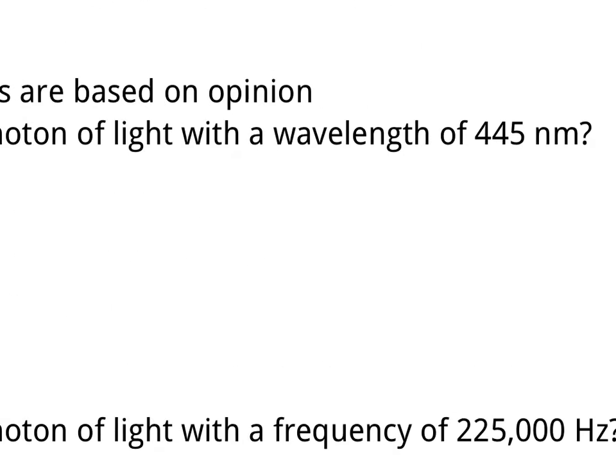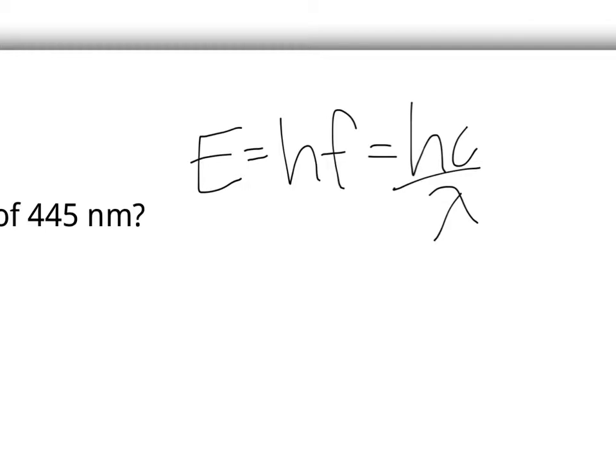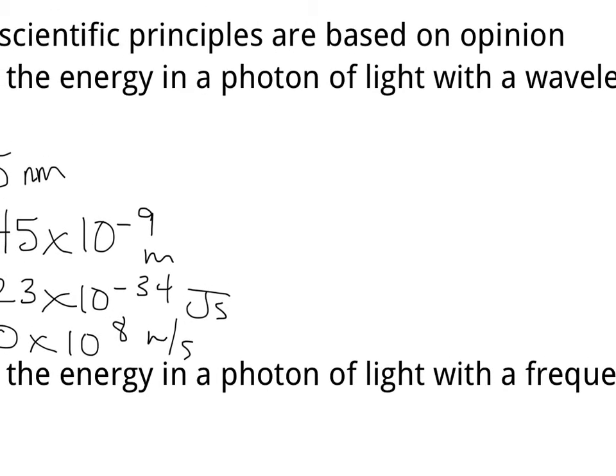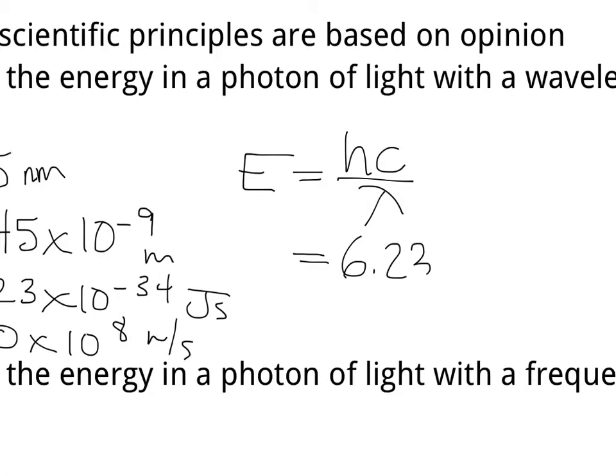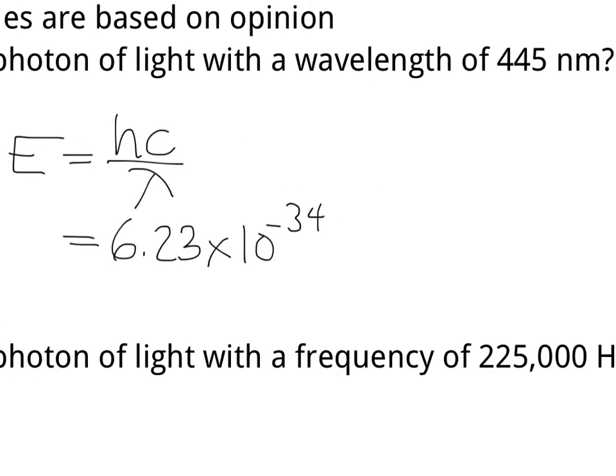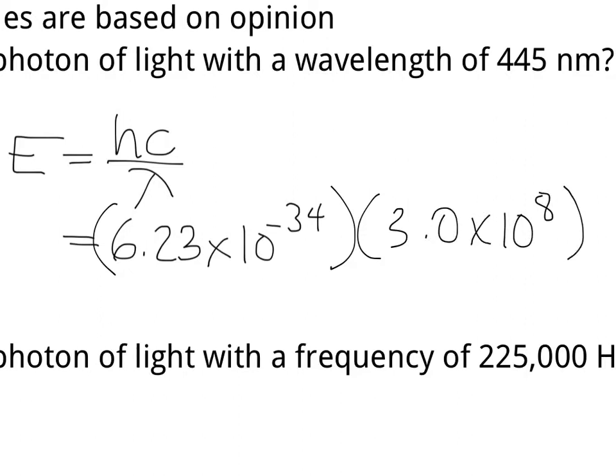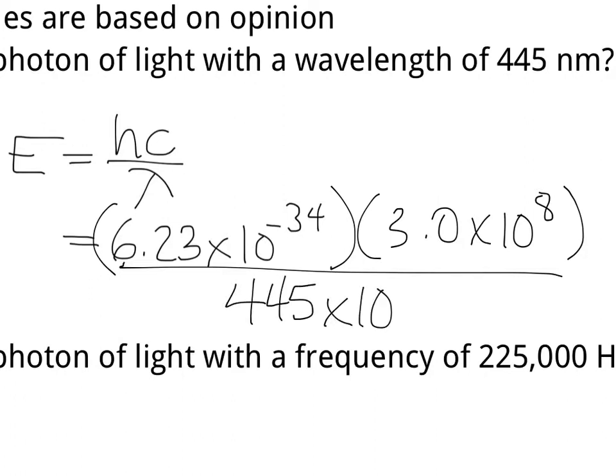To solve this, we're simply going to take our energy equation. We don't, for this problem, need the hf version because we don't have a frequency. What we have is a wavelength. So the energy here is equal to hc over the wavelength. So I'm going to put that in over here. The energy in our photon is hc over the wavelength, where h is 6.23 times 10 to the minus 34, c is 3.0 times 10 to the 8th, and the wavelength is 445 times 10 to the minus 9.